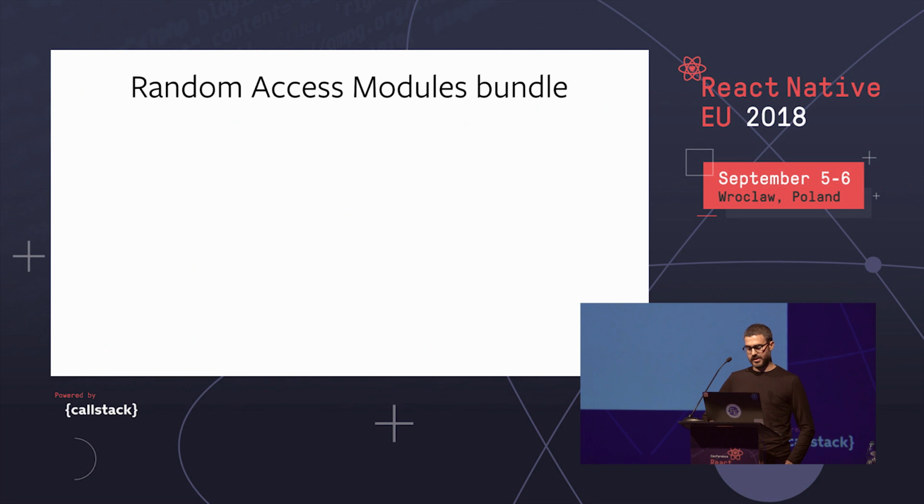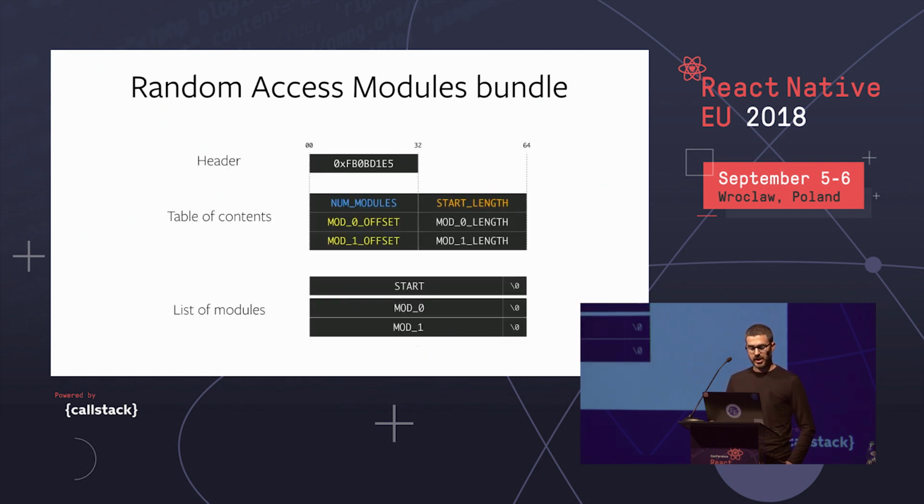Now let's take a look at the random access module serializer, or RAM bundle serializer. This is only relevant to React Native. This one produces a binary bundle, as opposed to the plain JavaScript bundle that we just saw, which was a simple string. This format contains the same pieces as the plain bundle, but instead of having the modules concatenated, they are stored in the following structure that you can see in the slide.